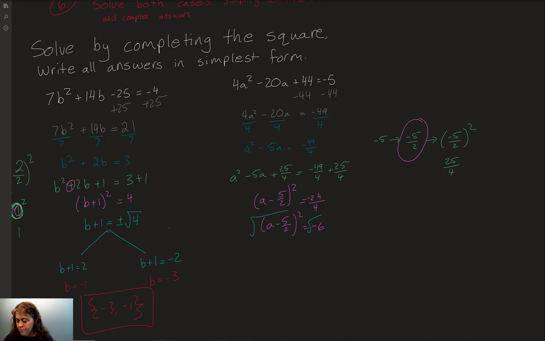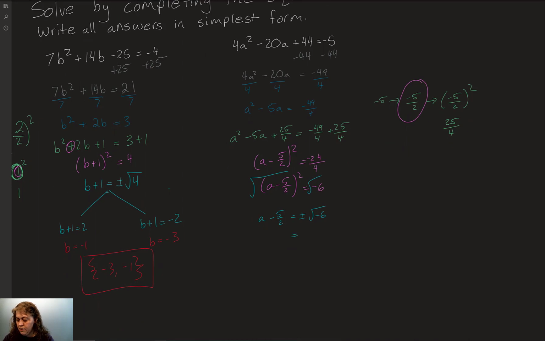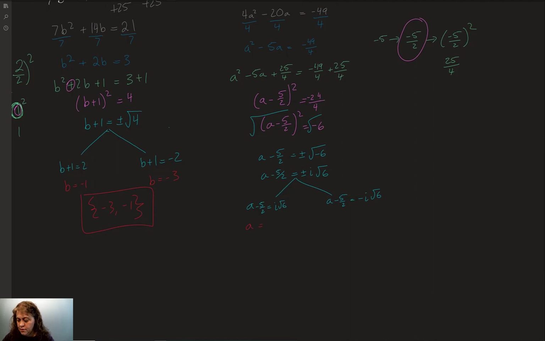And we have a minus 5 over 2 is equal to plus or minus square root negative 6. Ew. We can't leave the negative inside of there, so it's i root 6. Okay, and then we split this into 2 cases. A minus 5 over 2 equals positive i root 6, and a minus 5 over 2 equals negative i root 6. And then we finish by solving each piece, and basically just moving the 5 halves to the other side.